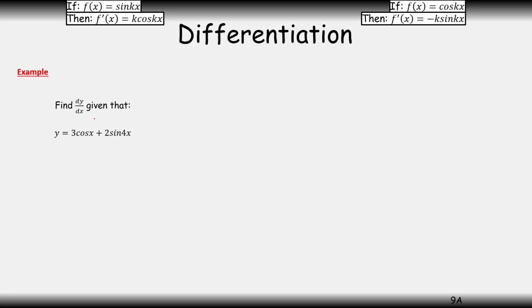So for this example, we've got y equals 3 cos x plus 2 sine 4x. So when we differentiate it, we get, now when we differentiate cos, don't forget it becomes minus sine, so it'll be minus 3 sine of x plus, when we differentiate 2 sine 4x, so term by term differentiation, the constant multiplies the 2 on the outside, so it becomes 4 times 2, which is 8 cos of 4x.